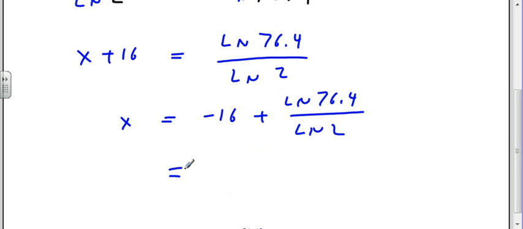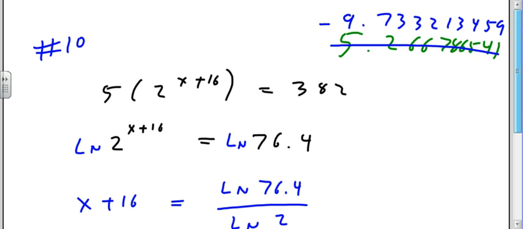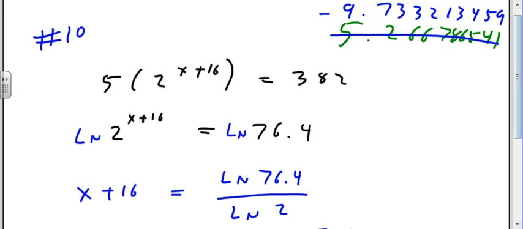Okay, so minus 16 plus natural log 76.4 divided by natural log 2, and I get minus 9.74449927. That doesn't seem like it's exactly right. Wow, look at that. Well, I rounded this guy off when I rounded. What did I round off? I didn't round anything off. Why would I be that far away?